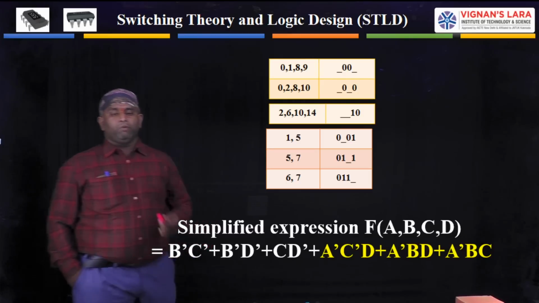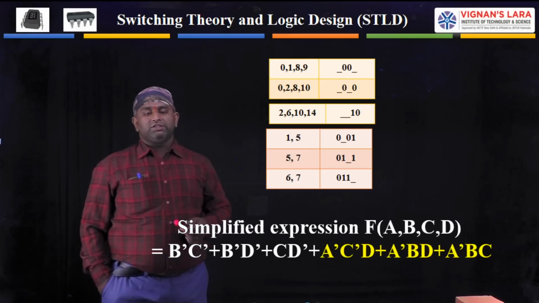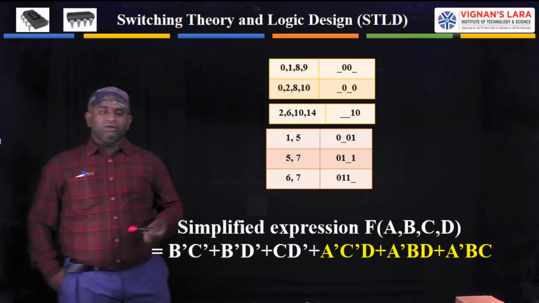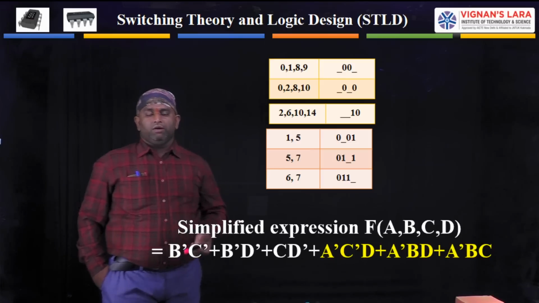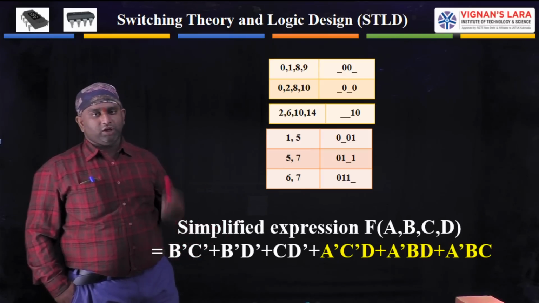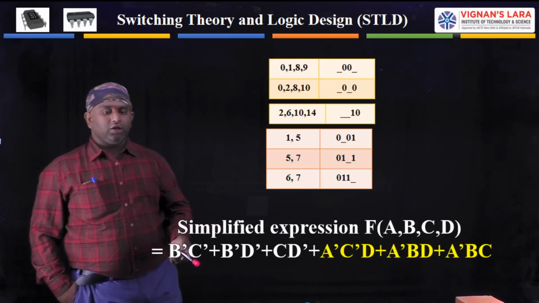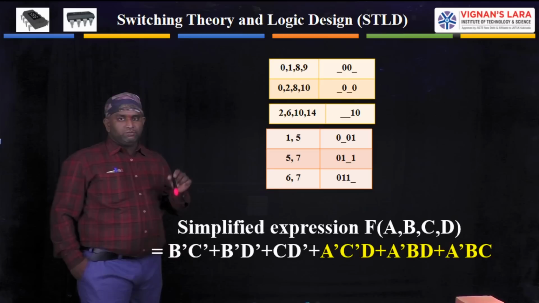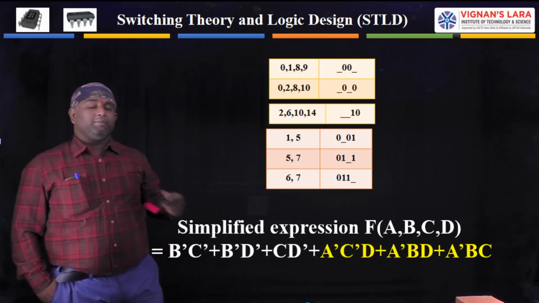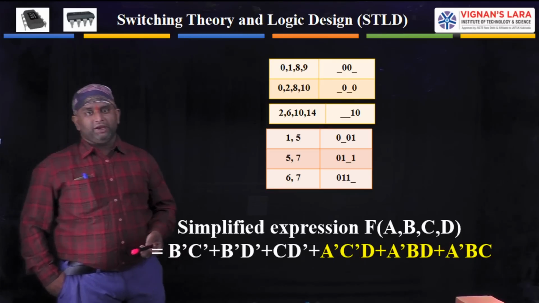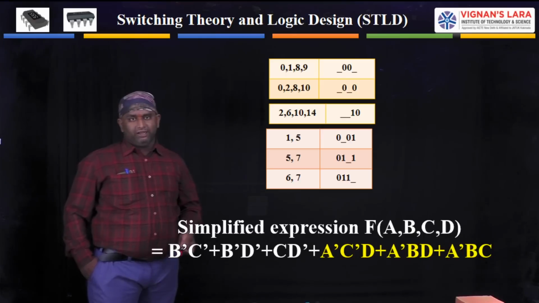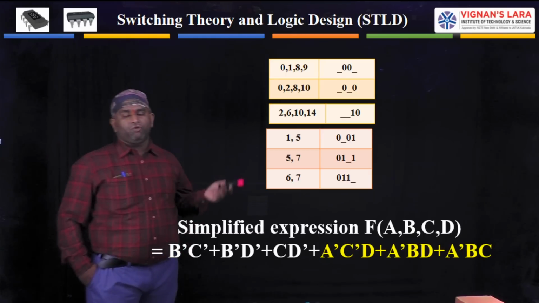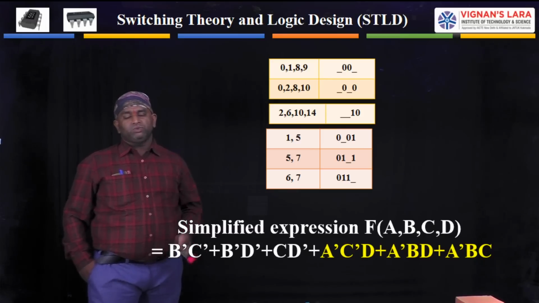So for our problem, f of a, b, c, d, it is given 0 1 2 5 6 7 8 9 10 14. These are the minterms given in the function. After minimization of those minterms you got this expression. This seems to be a lengthy expression, but it is not that complicated. You can write a program easily. Compared to the K-Map, writing a program for this method is very easy.